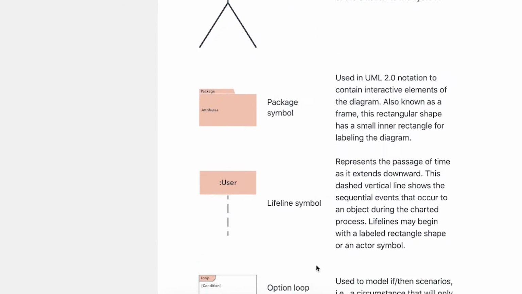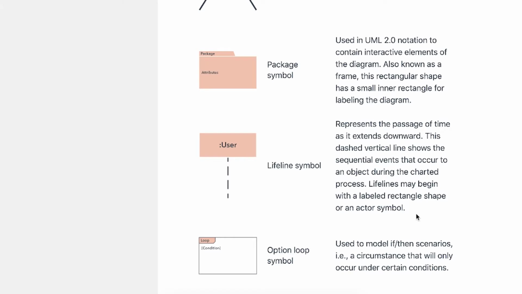The third one is lifeline symbols. So lifeline symbols represent the passage of time. So the further down that lifeline symbol is, the longer the time for that particular component or process or sequence of events, right? So they start at the top of the symbol and they work their way down.